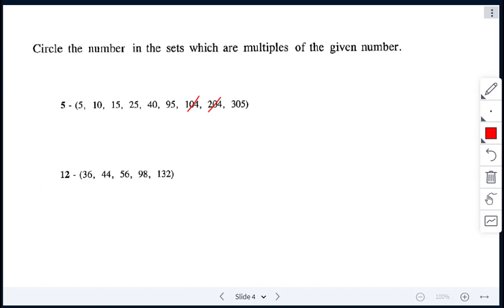All right, so looking at 12. 12 times 3 is 36. 12 times 4 is 48. So 44 we would cross out. 56, I think 12 times 5 is 60. So 56 we could cross out. 98 is not a multiple either. 132, yes, that works. 12 times 11 gives me 132. So 36 and 132 are multiples of 12.